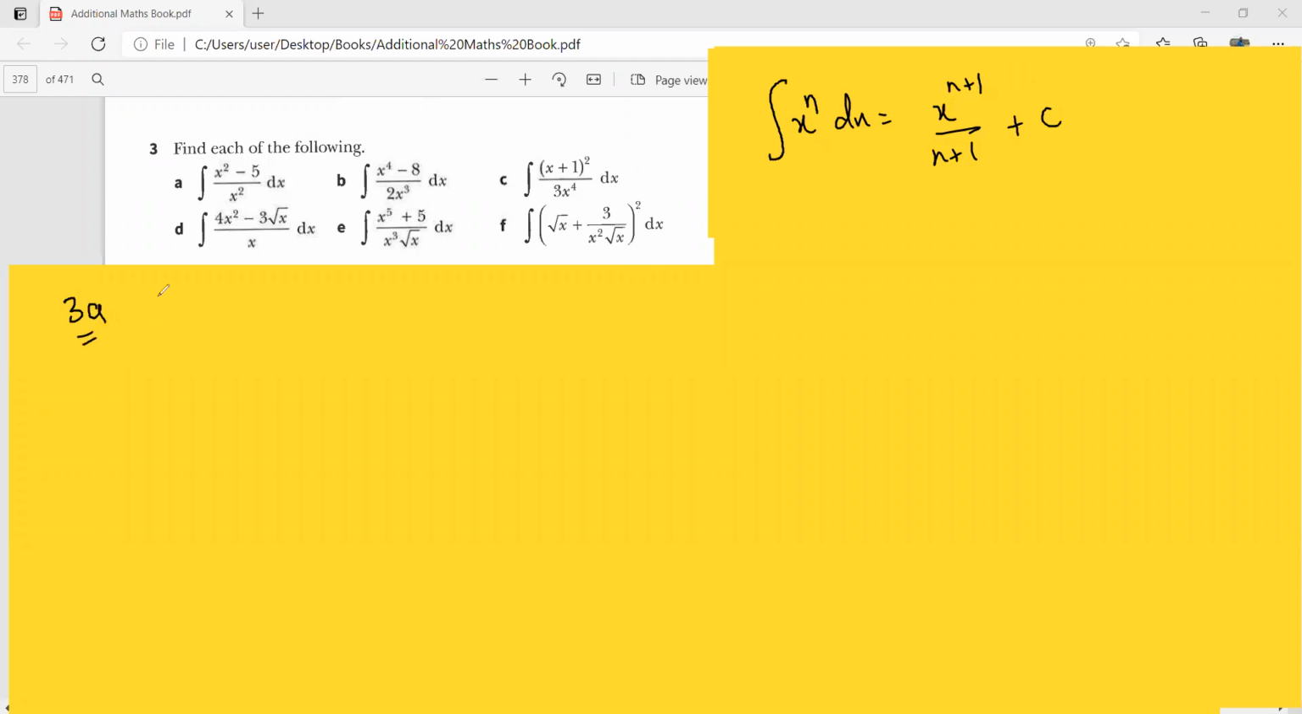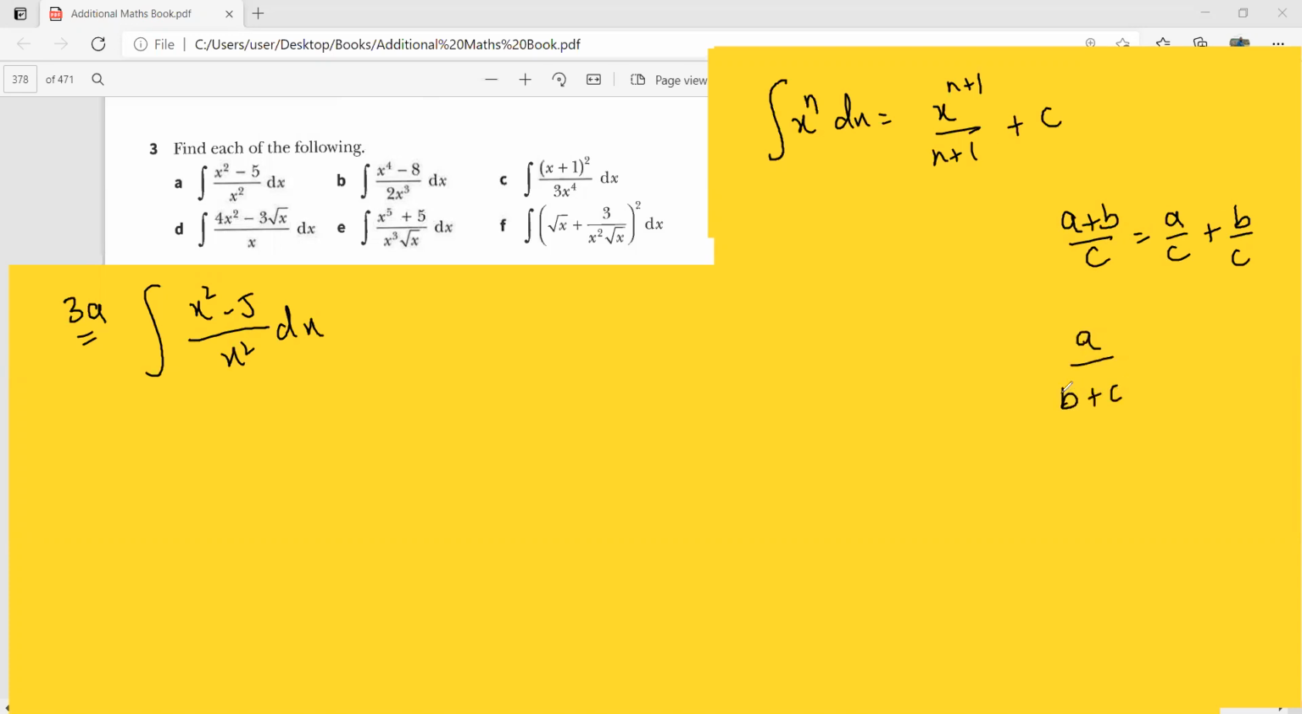Since there is no u by v in your integration, you have to see how to split them. This is x square minus 5 over x square. Remember, bacho, we can write a plus b over c as a over c plus b over c. At the same time, you should remember that a over b plus c cannot be split further. Yes, you can write it as a into b plus c whole to the power minus 1, but this cannot be written as a sum of two different fractions.